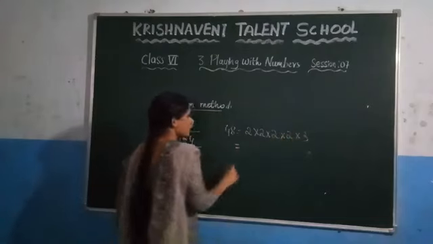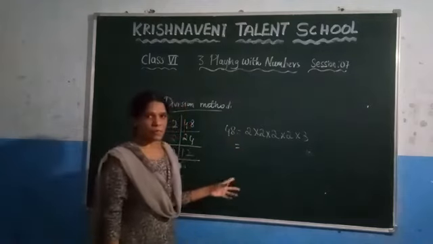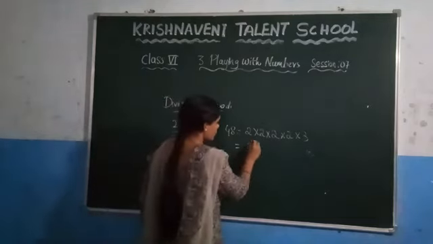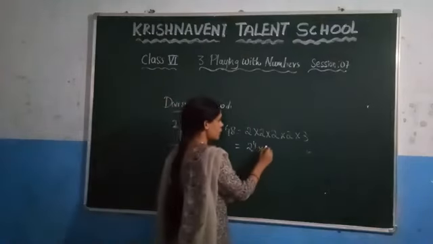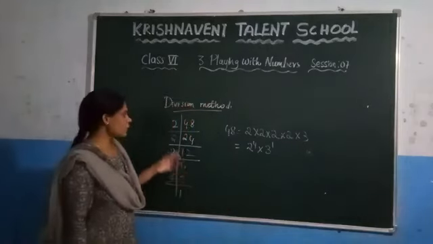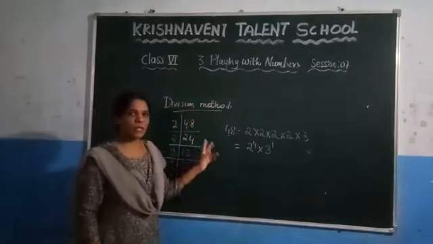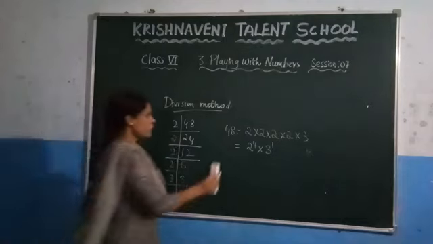Here you can write this in a simpler way. You know that 2 is repeating how many times here? 4 times. So write it here 2 power 4. Into 3 is repeating how many times? Only 1 time. So write it here 3 power 1. Like that you need to find the prime factors of the given number by using the division method. Let us consider one more example here.